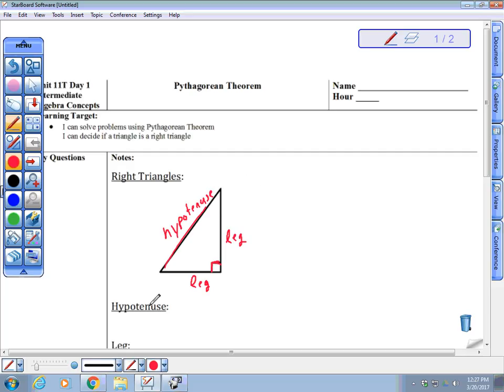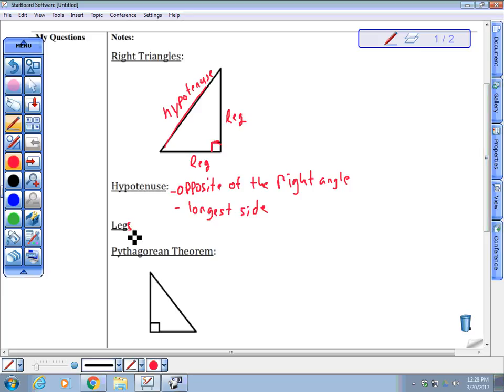Alright, well, like I said, the hypotenuse is the opposite side of the right angle. It's the longest side. And the legs make up the right angle.